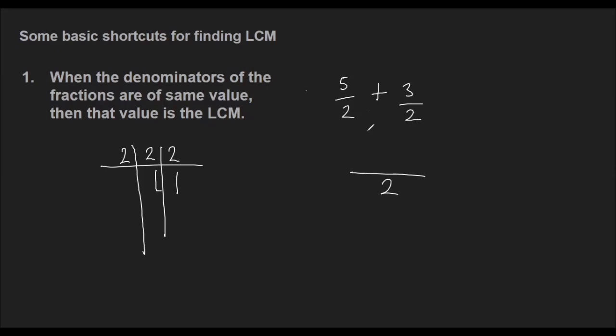So 2 divided by 2 gives us 1. We use 1 to multiply 5, we have 5. Plus 2 divided by 2 gives us 1. We use 1 to multiply 3, we have 3. So our final answer is 8 over 2, and that equals 4. So that is how to go about this. Anytime you see that the fractions have the same denominator, you should know immediately that the LCM is that denominator.